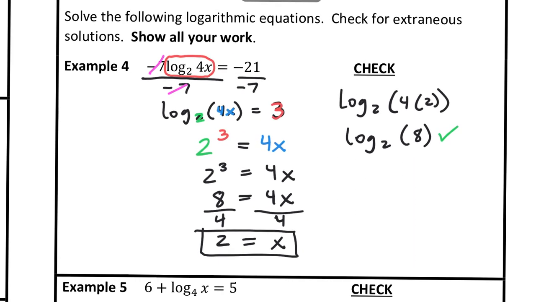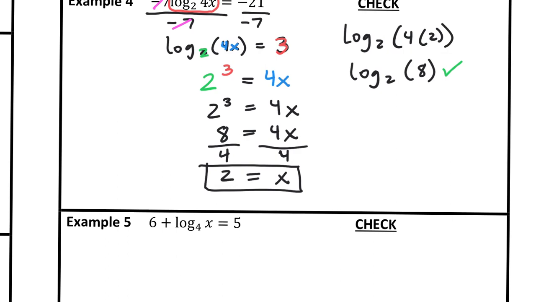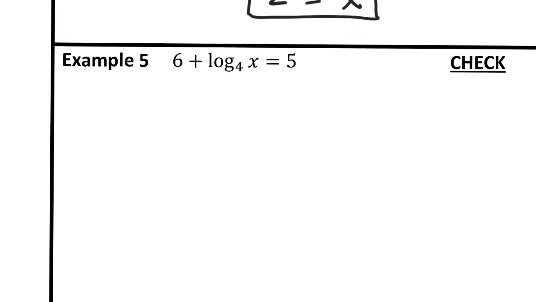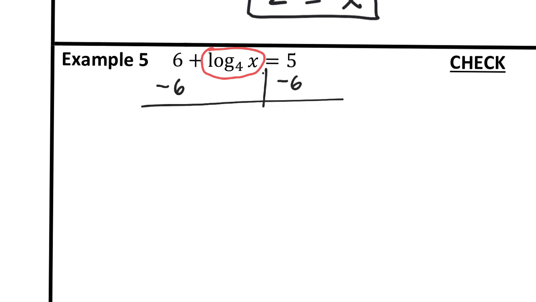Right. Now let's look at the last example, example 5. If I circle the logarithm term, it's this term right here. I want to get it by itself, so the opposite of adding 6 is subtracting 6. It's going to leave me with log base 4 of x equals -1. I can rewrite this as an exponential, right? 4 to the power of -1 equals x.